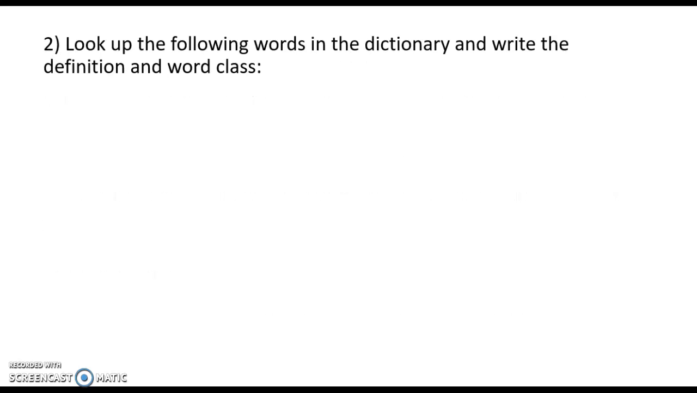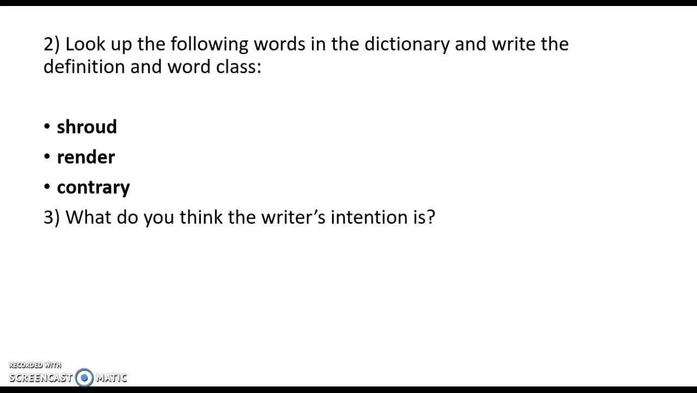Number 2. Look up the following words in the dictionary and write the definition and word class. Shroud, render, contrary. These are words that have been taken from the extract, and I want you to look them up in the dictionary because this will help you to not only develop your vocabulary but also to help you understand what you're reading.